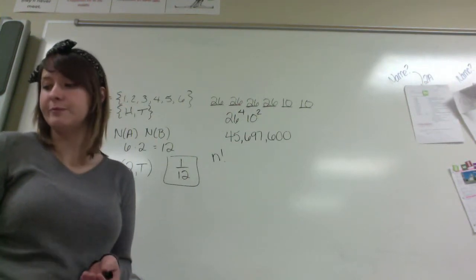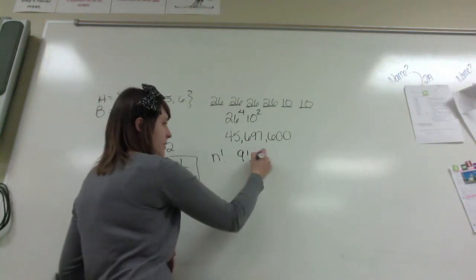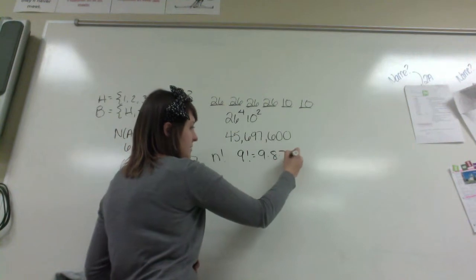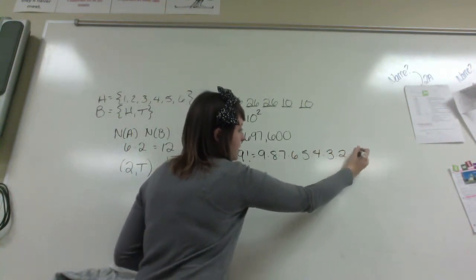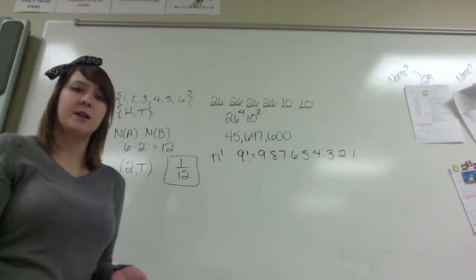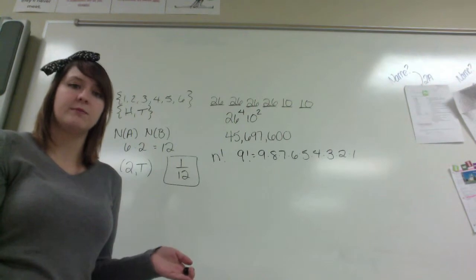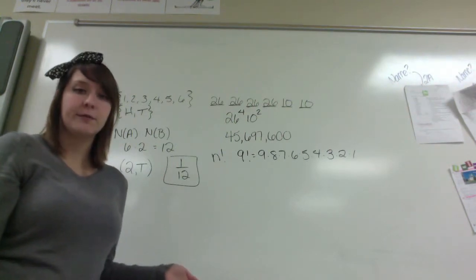get down to 1. So for example, if you have something like 9 factorial, that's going to be 9 times 8 times 7 times 6 times 5 times 4 times 3 times 2 times 1. You don't go all the way down to 0 because if you did, it would just cancel out all the work you did. So you stop at 1, and that's going to be n factorial.